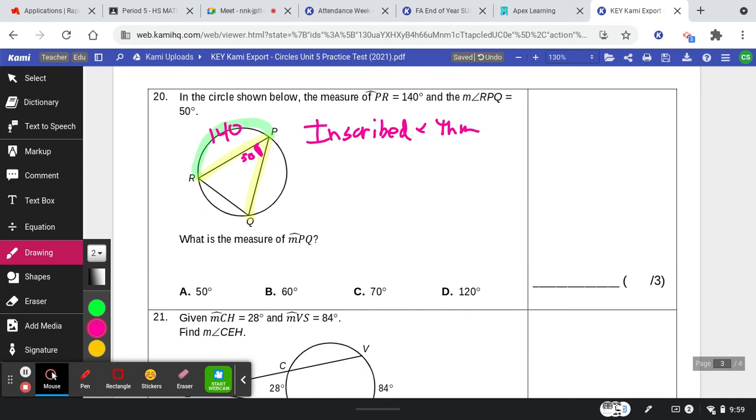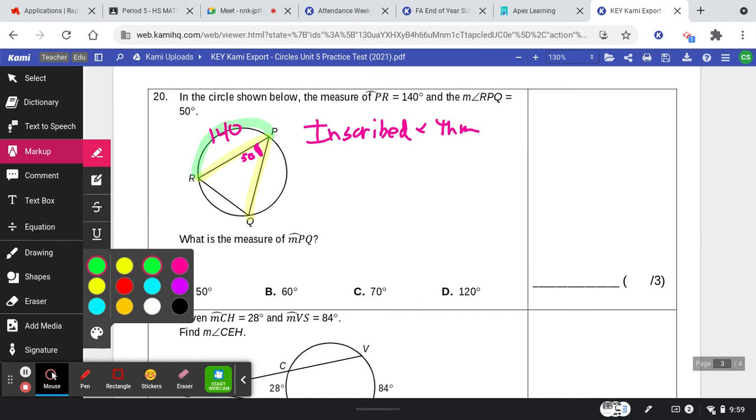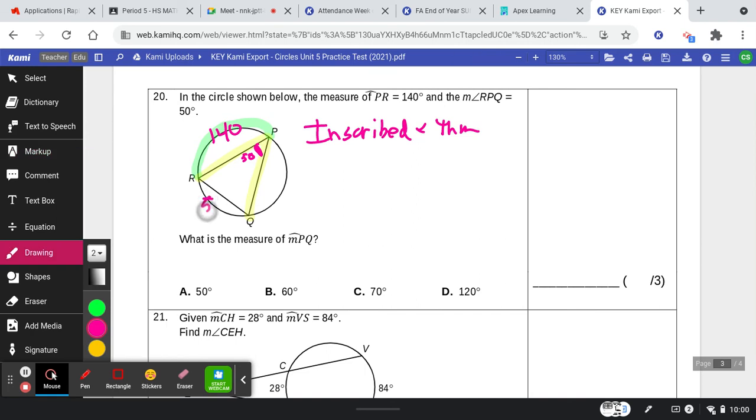So Sierra, if this is a 50 and that's half my intercepted arc, what is my intercepted arc? You're going to go reverse from the little angle to the big arc. What am I going to do? I'm going to double that. Beautiful. That becomes 100. So the measure of RQ is 2 times the 50 by inscribed angle theorem. I got that that was 100.